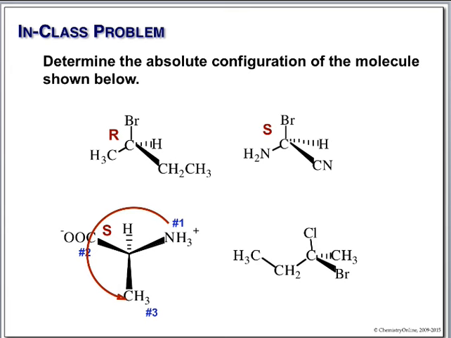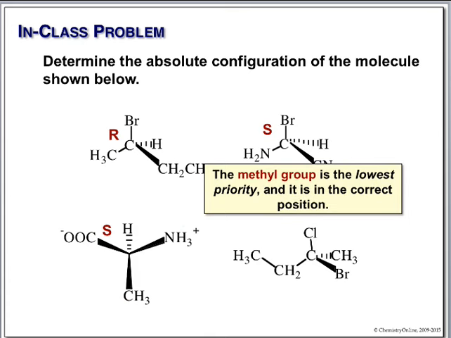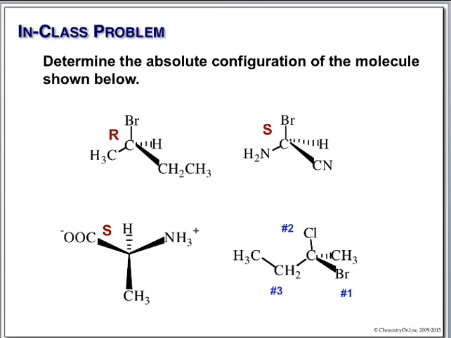Do the next one. The methyl here is our lowest priority, isn't it? And, again, being kind, this is pointing back. So all you have to do is assign your priorities and draw your arc. Bromine is bigger than chlorine, is bigger than carbon. We're going to go one, two, three this way. And that's S.